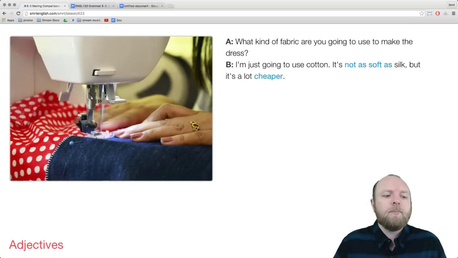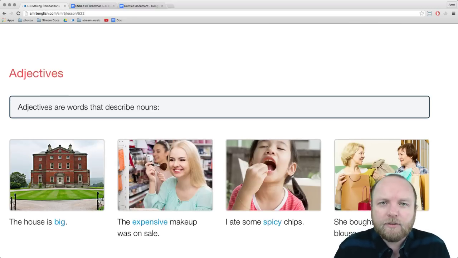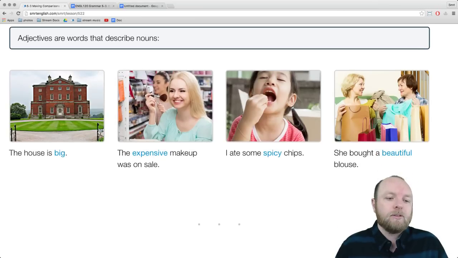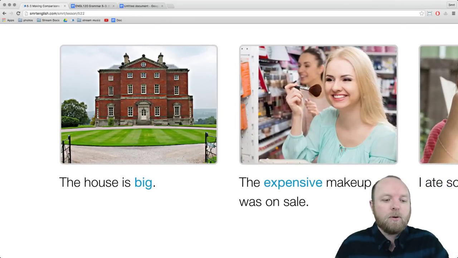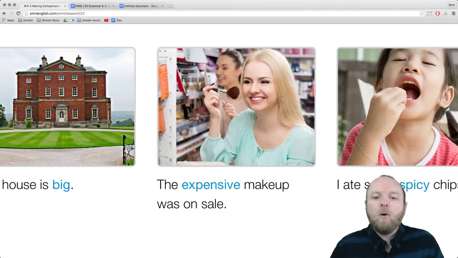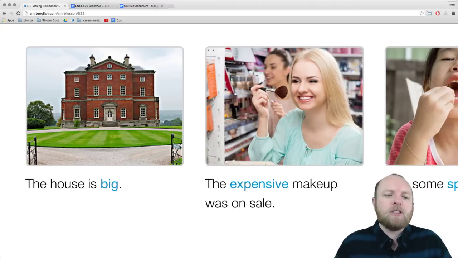So the first thing we're going to talk about is adjectives. What's an adjective? Well, adjectives are words that talk about nouns. So let's look at this example. Number one, the house is big, right? Big is describing the house. Or another example, right here. The expensive makeup was on sale. So in this sentence, expensive is describing the noun makeup. Okay, so I think that's good. I think you guys understand adjectives.